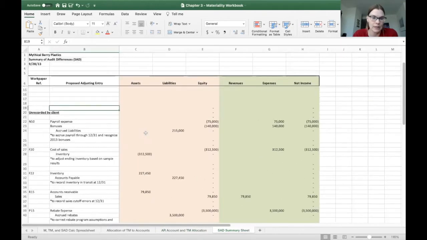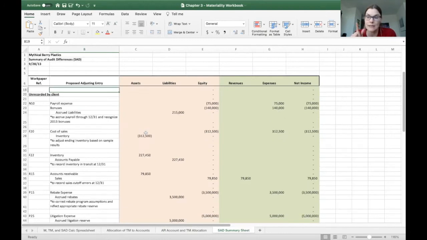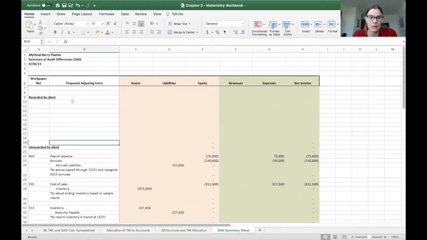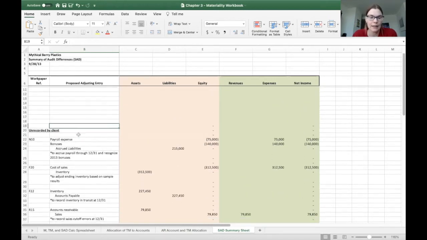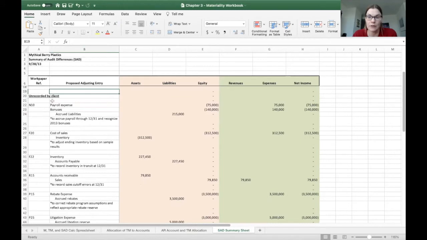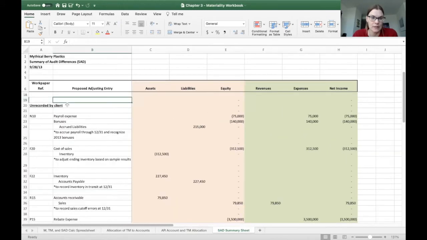And this is going to contain all the misstatements that we have found during the audit that our client both has recorded up here and has not recorded down here in the unrecorded by client section. So you'll notice we have all these different proposed adjustments related to various accounts that we've audited. And basically when you write a misstatement in the summary of audit differences, or SAD, you write it in the format of a journal entry.